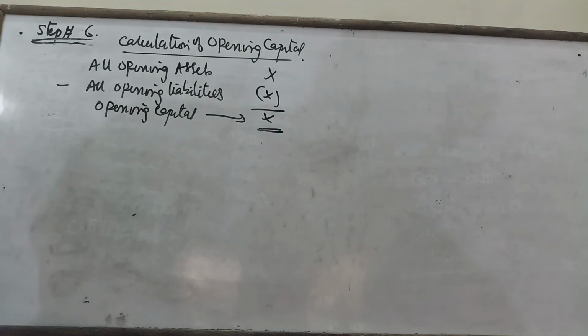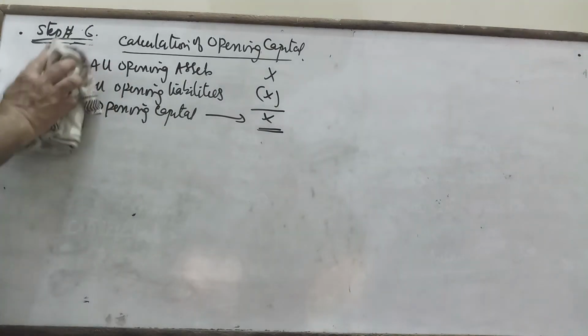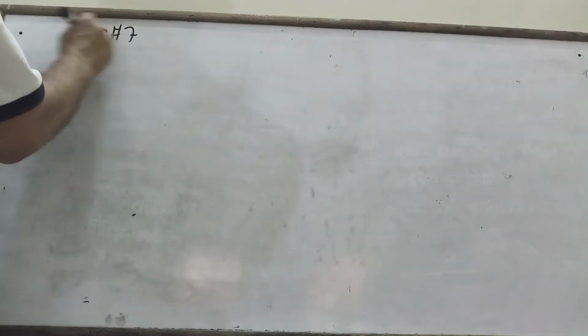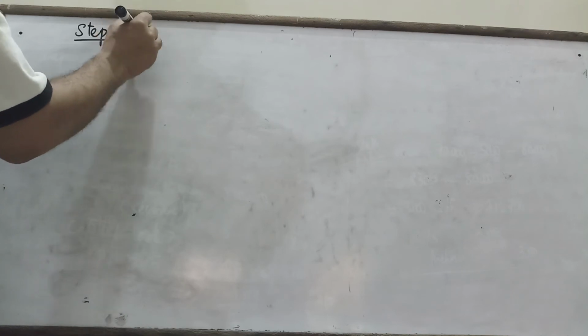Step number 7. These steps I have made for your convenience. It is not necessary that you always follow the same steps. It's all up to you. You can solve it by working in the bracket in front of your answers. Sometimes the profit can also be calculated by the difference of capital.